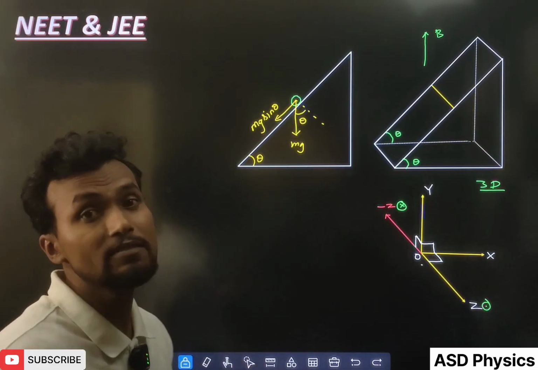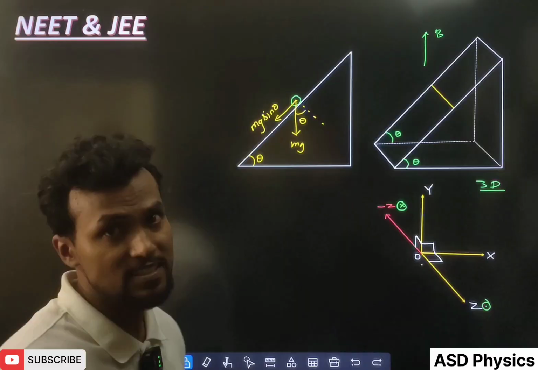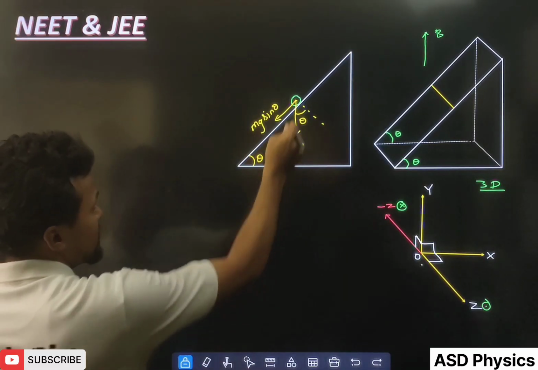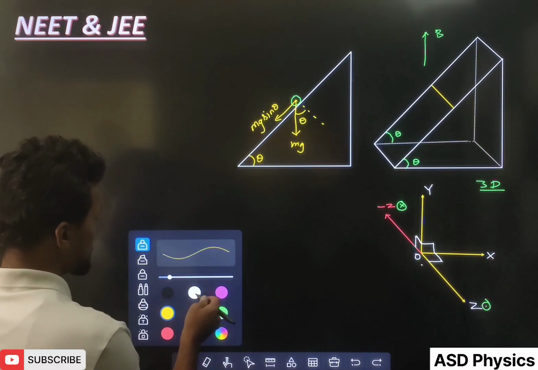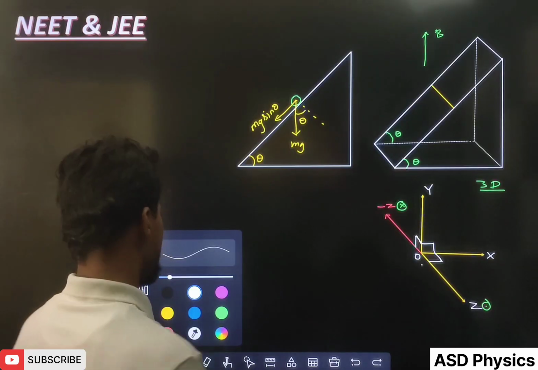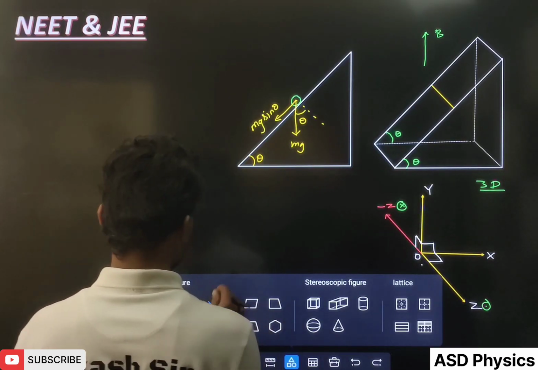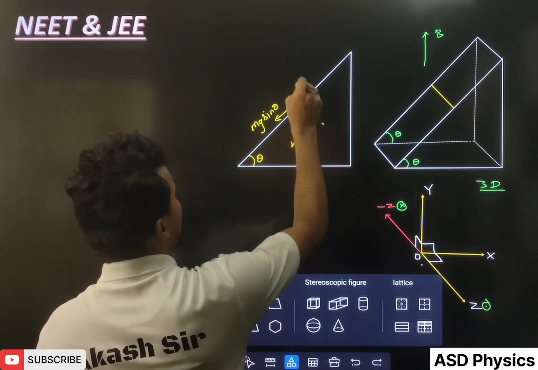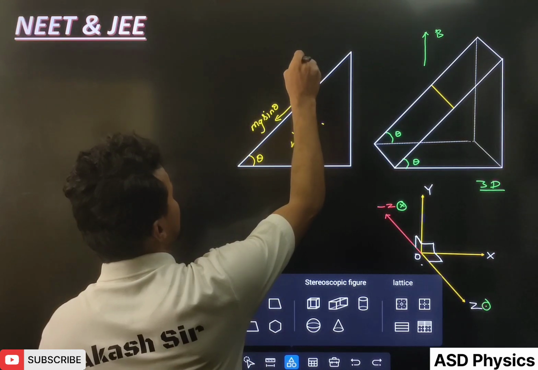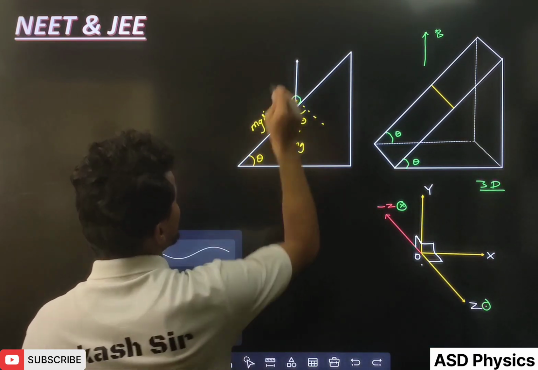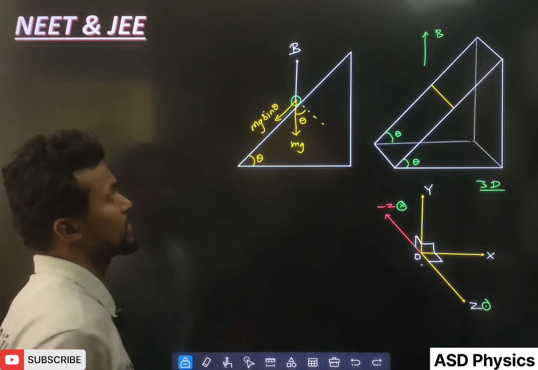This mg sin theta will be responsible to make the wire slide down. Okay, now after that this side mg cos theta will be there perpendicular to the plane, but that we are not interested in. And after that what is given here? One magnetic field is there. In which direction? Upward direction is given. See, I am drawing here. Okay, so this is the magnetic field B.